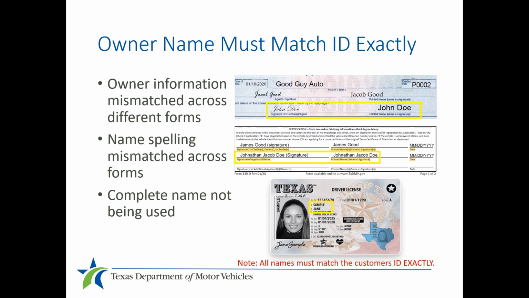Another common mismatch issue happens when the owner's information doesn't match across all documents. For example, a customer may sign one document as John while their ID says Jonathan, or they may leave off their middle name on certain forms. However, title and registration requirements state that the customer's name must match their identification exactly on the 130U application. Even small differences in names can result in returns. The safest approach is to always verify the customer's ID and ensure the same full legal name is used consistently across all documents. Now let's move into the next return category.